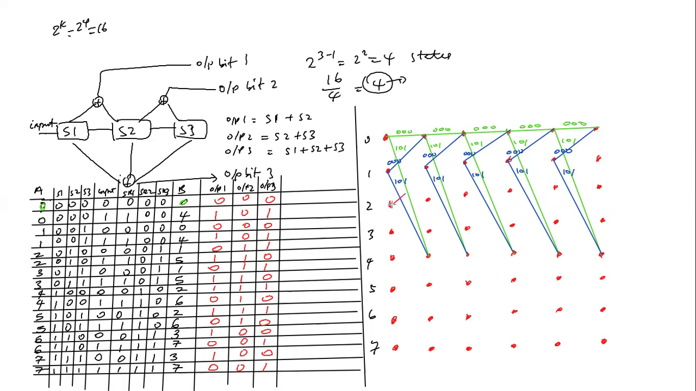From 2 to 1, 2 to 1, 2 to 1, 2 to 1, 2 to 1, then 2 to 5, 2 to 5, 2 to 5, 2 to 5, then 2 to 5. Then we now include the code word from 2 to 1 and 2 to 5.